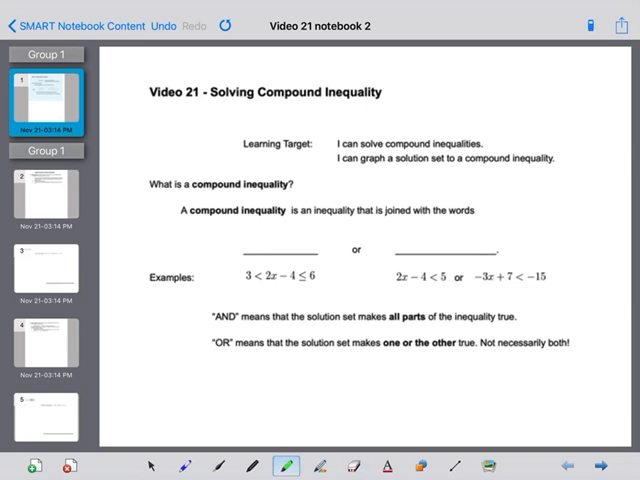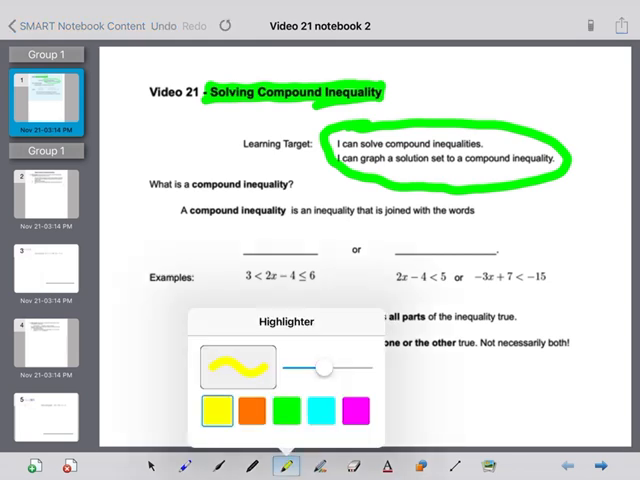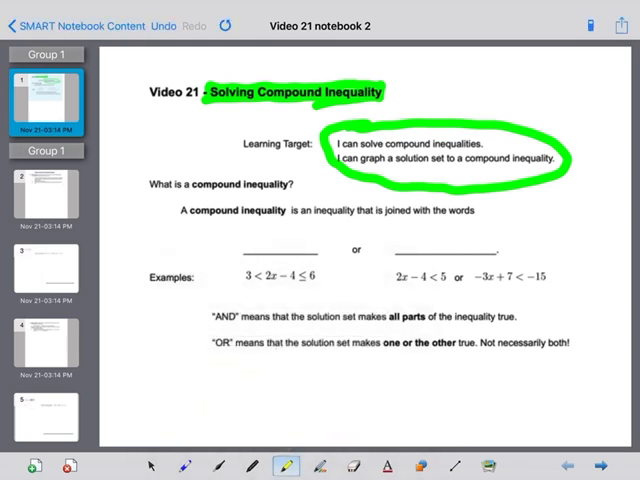Good morning, algebra students. Today we are going to be solving compound inequalities. These are inequalities that have more than one part. Your goal is to learn how to solve these inequalities and to be able to graph the solution set to these inequalities. So get your highlighter and highlight with me.